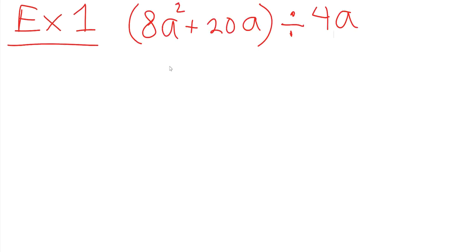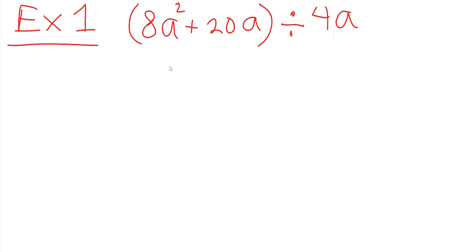So we're going to be doing now example number 1. In example 1, we're taking 8a squared plus 20a, and we're dividing by 4a.